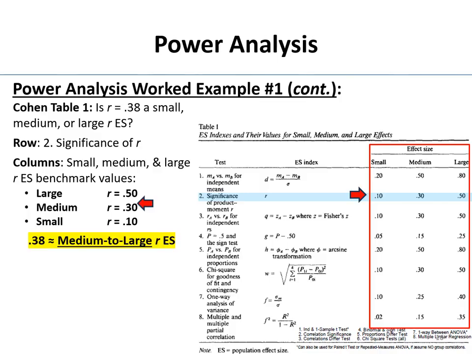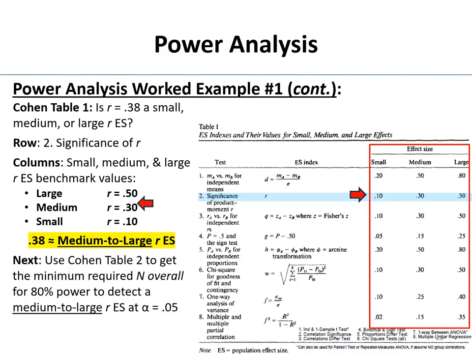And where's 0.38? It's somewhere between 0.3 and 0.5. So it's somewhere between a medium and large effect size. Because it's not large, we will go with the lowest common denominator here, which is, we're probably going to call it a medium effect size. Because if you can detect a medium effect size, you can detect a large effect size.